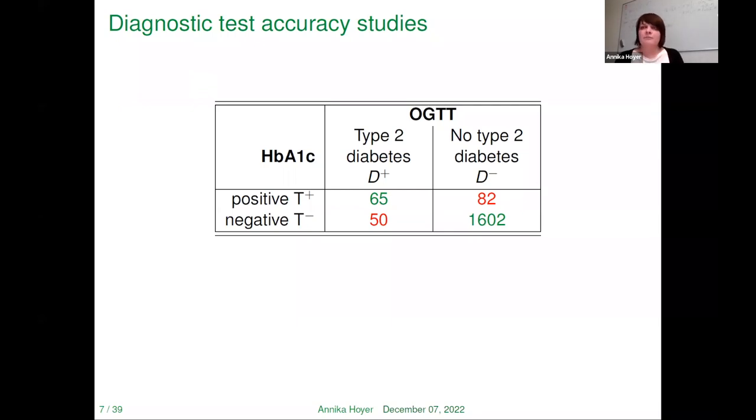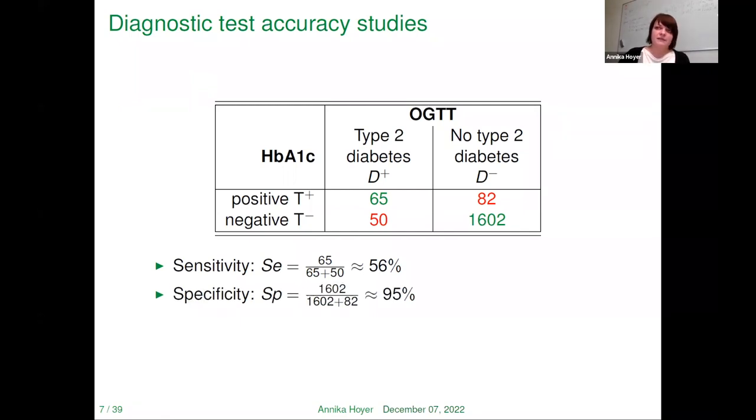And here I have some data from a real study where we have 65 true positive results, 1,602 true negative results, 82 false positive and 50 false negative results. And from this contingency table, we can simply calculate the sensitivity and specificity, and we get a sensitivity of about 56% and a specificity of 95%.